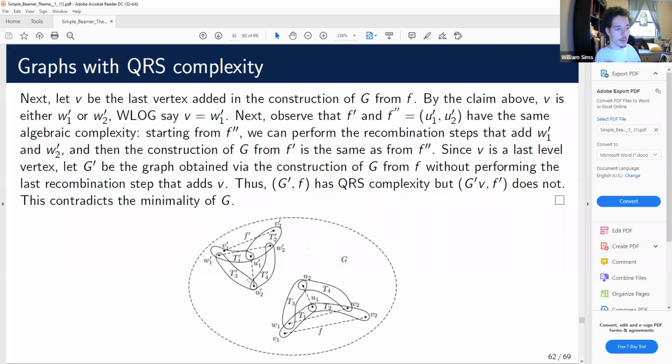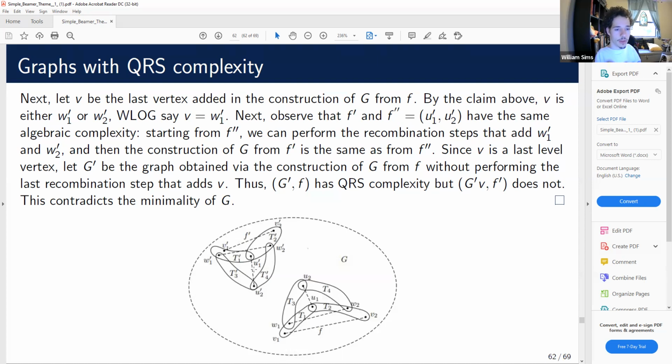Okay, so starting from f'', which is this one, u'1, u'2, we can perform the recombination step that adds t1' and t3', which gives us w'1. And then we can perform the recombination step that adds t4 and t2, which gives us w'2. And then the construction of g from f', which is this one, is the same as the construction from f''. So basically, once I create this 4 cycle, the construction from either this non-edge or this non-edge is going to be the same.